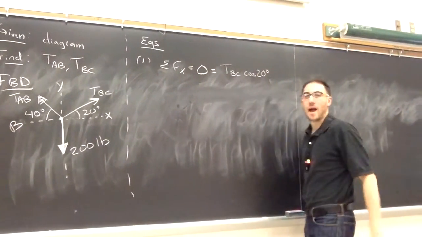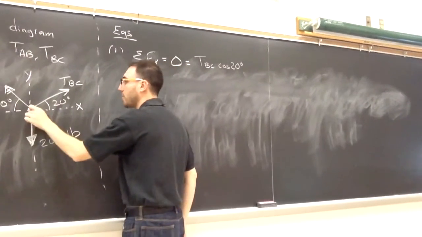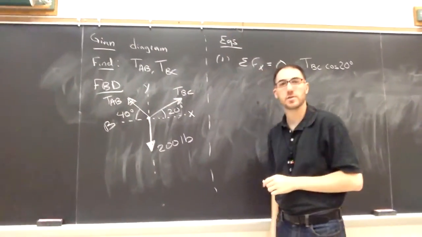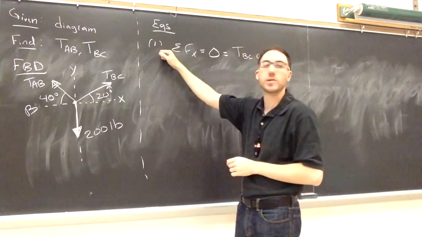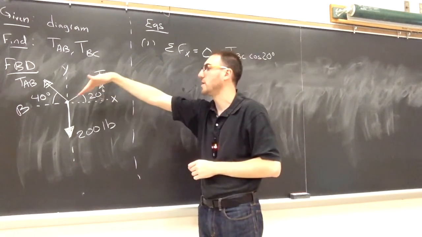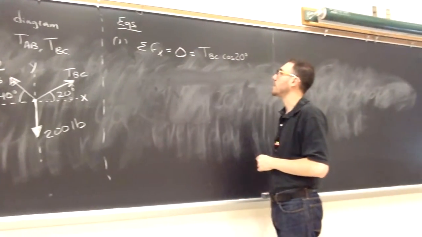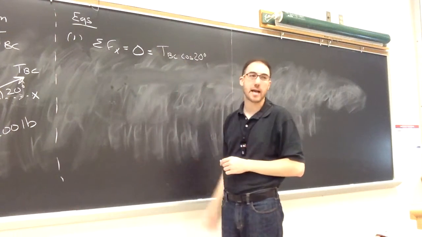All right, so TBC cosine 20. Again, like we were doing before when adding vectors, TBC is going to have a horizontal component and a vertical component. The horizontal component is what's going to appear in this equation. So the horizontal component of TBC is going to be its magnitude times the cosine of 20. So TBC cosine 20, that's just the amount of TBC acting only in the x direction.